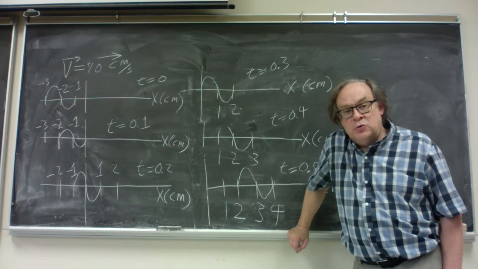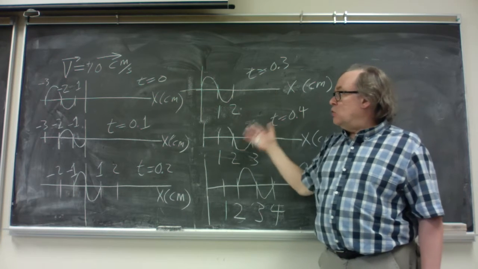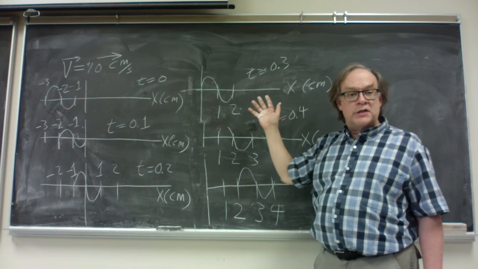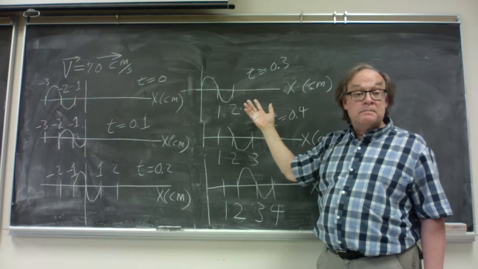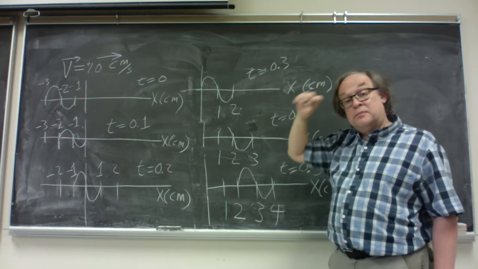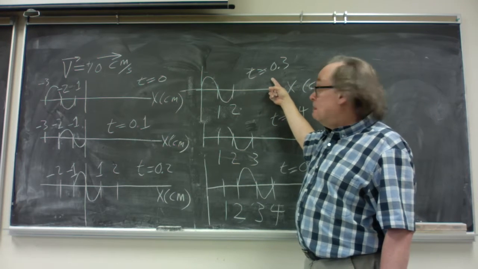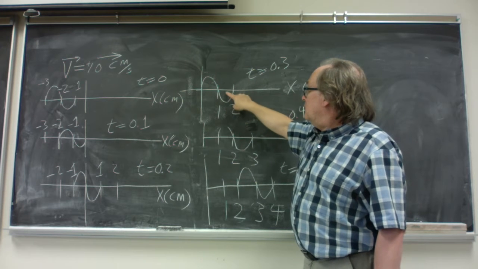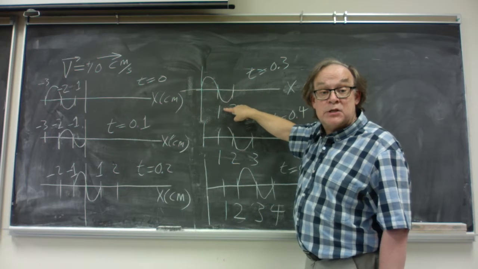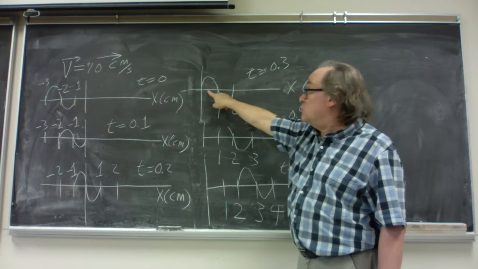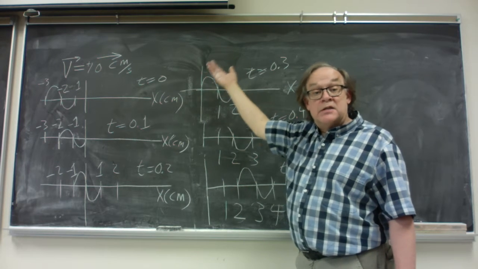The other kind of graph is a so-called history graph. And instead of looking at how a whole bunch of different points on the string are displaced away from equilibrium at one point in time, which is really what a snapshot does, right? Here at the 0.03 second mark, this bit of string here at 1.5 centimeters is at its maximum displacement on the negative side, and this little bit of string here at 0.5 seconds is at its maximum displacement on the positive side.